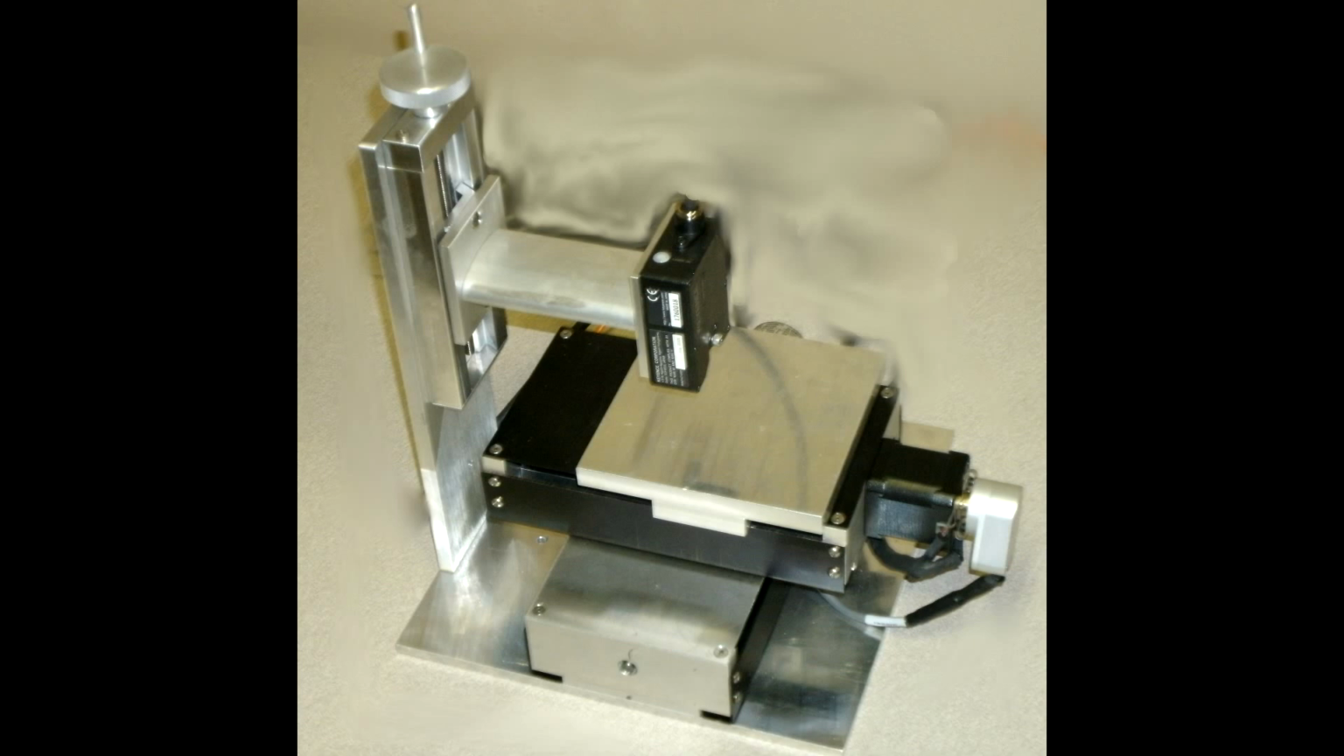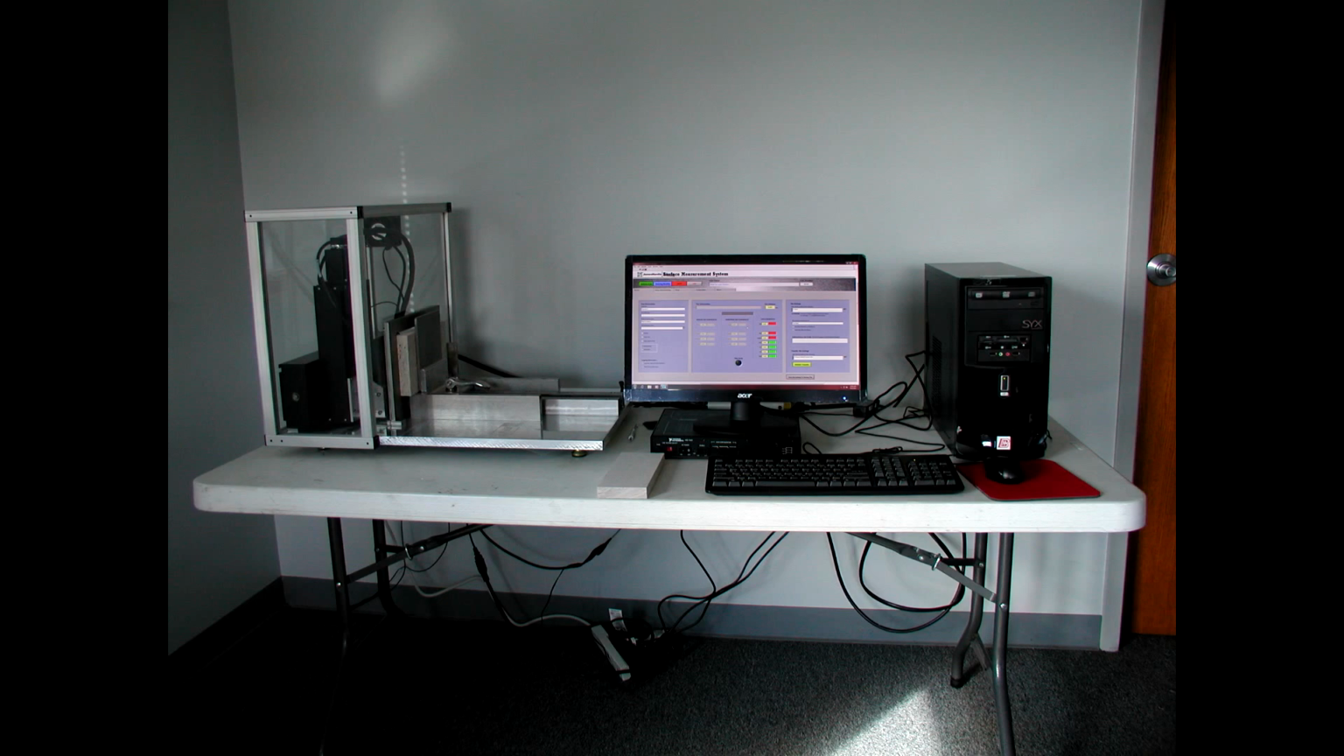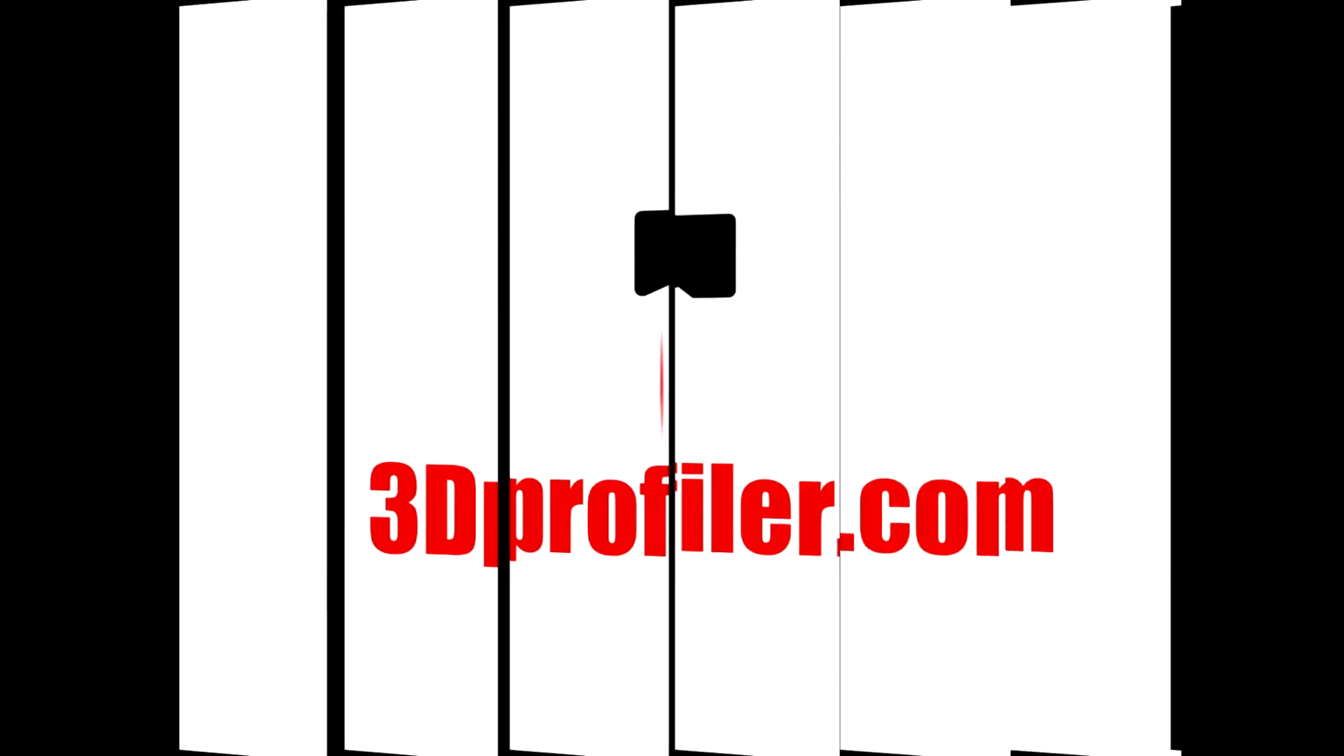No matter what your need, be it a lab style machine that sits in a cleanroom or an enclosed unit under positive pressure for a dusty production floor, we're here and ready to help with your non-contact measurement needs.